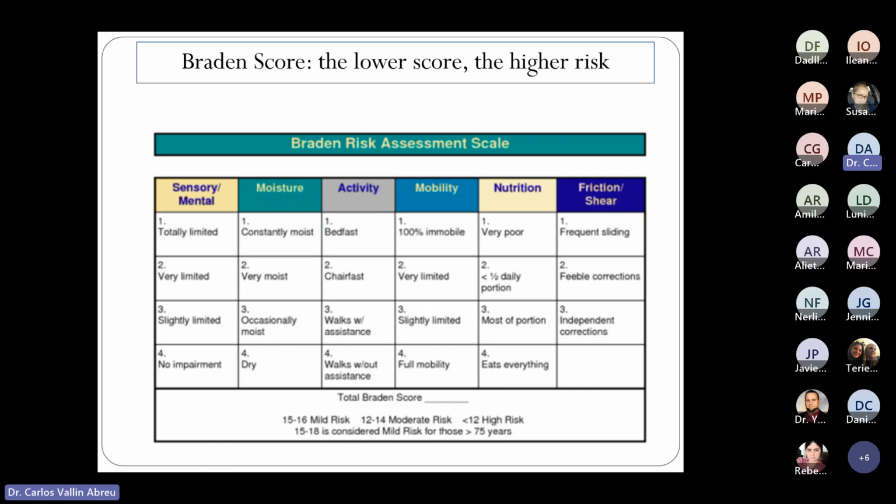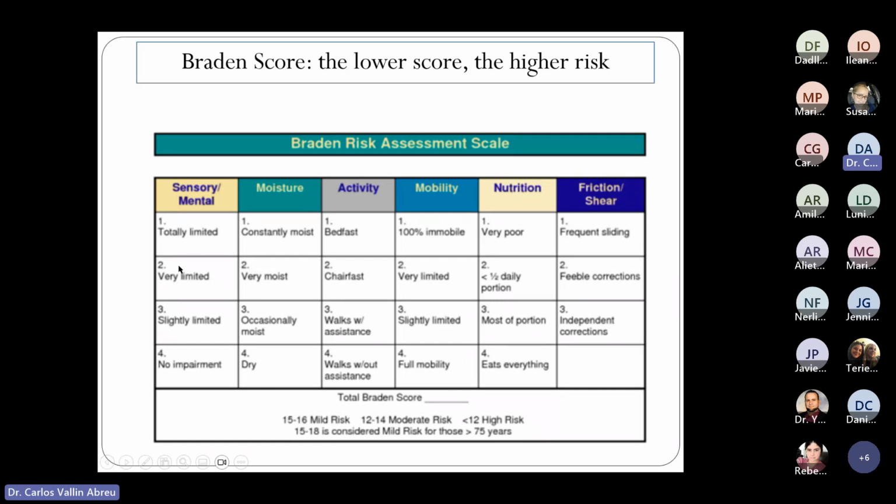Usually a normal person is 2, 3, 4, 5... 4 times 5 is 20, plus 3 is 23. So usually a normal person like you and me has a score of 23. No, sorry, 23 is the maximum. So you and me are 23. So we don't have risk of pressure ulcers. They don't need to do any special intervention.